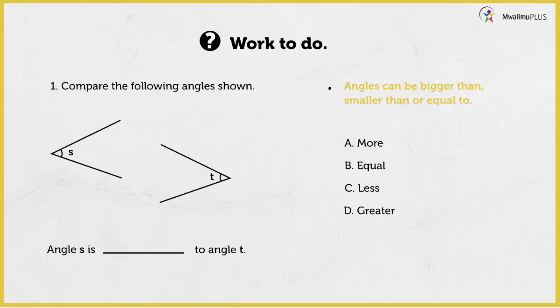So we had angle S and angle T. And the question was, angle S is dash to angle T. A was telling us it's more, B that it's equal, C less, and D greater. Before you give me your answer, learners, you have to know that when we are comparing angles, angles can be bigger than, smaller than, or equal to, depending on how they are drawn. So when you compare S and T, what did you give as your answer?